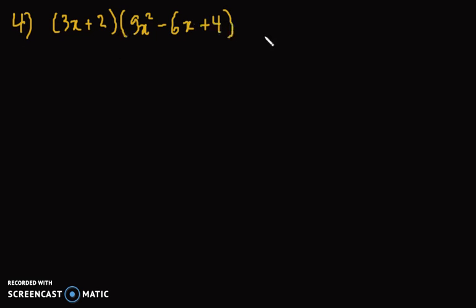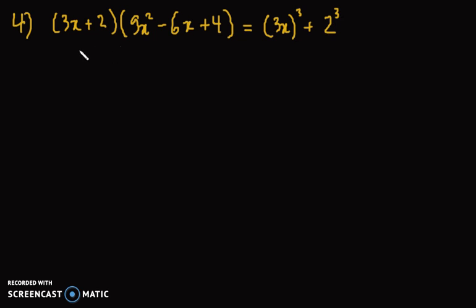Number 4. Number 4, we have 3x plus 2 times 9x squared minus 6x plus 4. Okay, if you realize, this is actually a special case of factoring, and if you remember the formula, you would have 3x cubed plus 2 cubed. Okay, so this is the final answer.